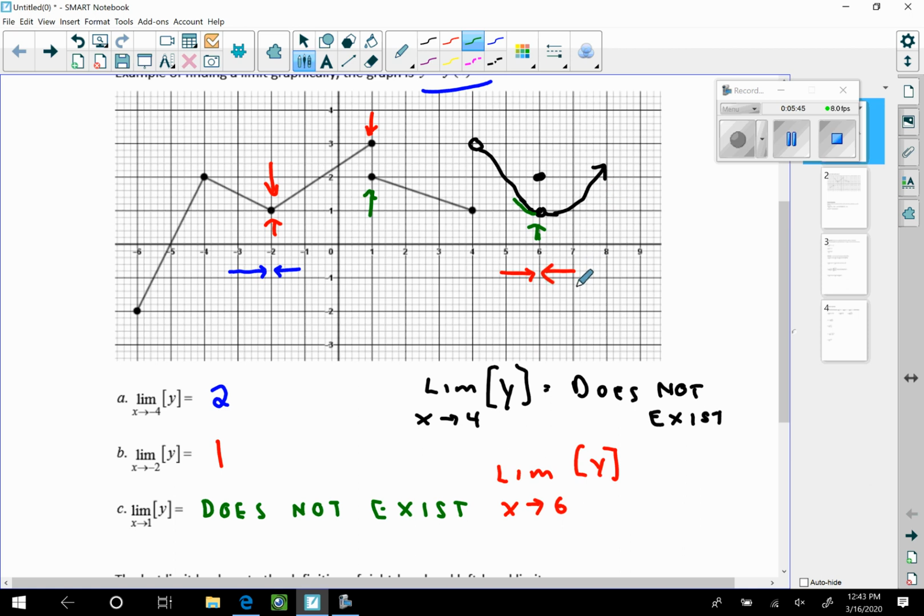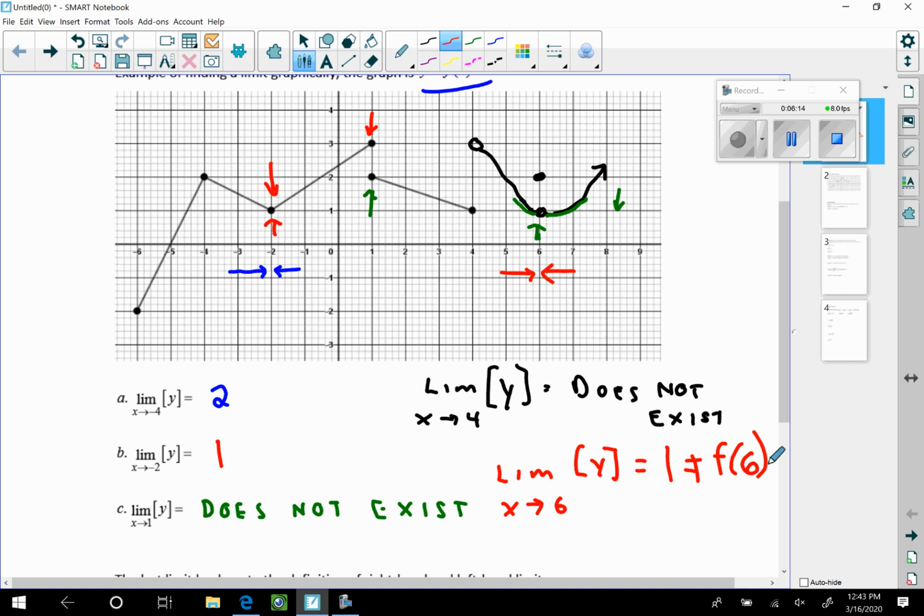And as I am approaching 6 from the right, what are my y values approaching? Again, the y values are approaching this guy here, 1. By the definition of a limit, then, this limit is equal to 1. And we want to note here that this does not equal the function value at 6.